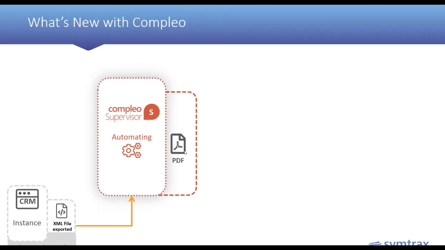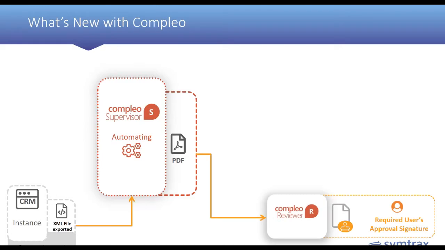We're going to create that PDF document. And then after that document is created, we're going to send this document over to Compleo Reviewer, another newer module of Compleo, where an end user can go in and look over the document, and if some items or some text needs to change, they can change it there. And then once the changes are clear, they can go ahead and approve the document for signature.